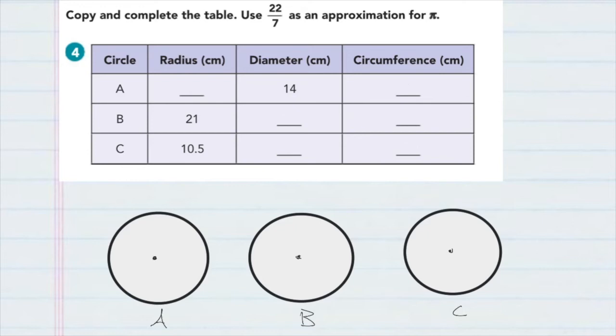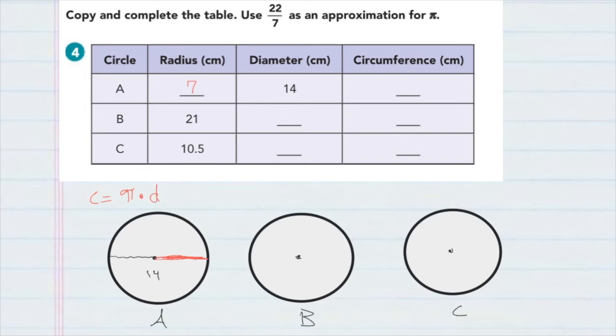For circle A, it says the diameter is 14. So that means that this length here is going to be 14. So if I know the diameter is 14, that means that the radius, which is half of the diameter, must be 7. And the circumference is equal to pi times the diameter.